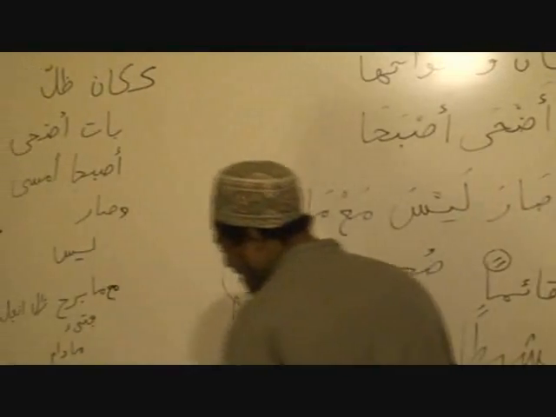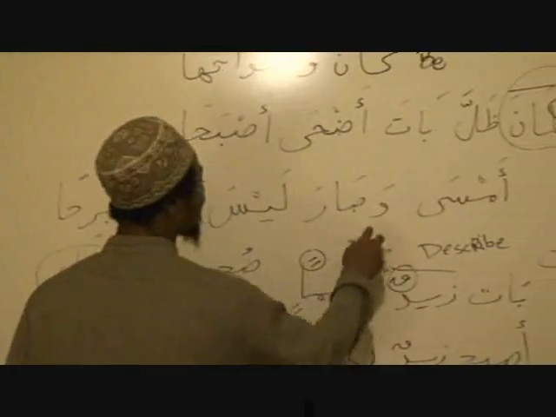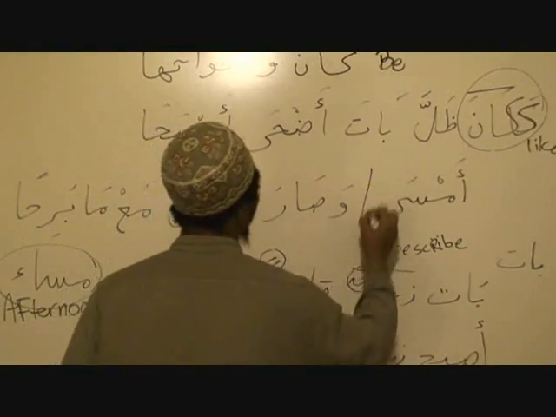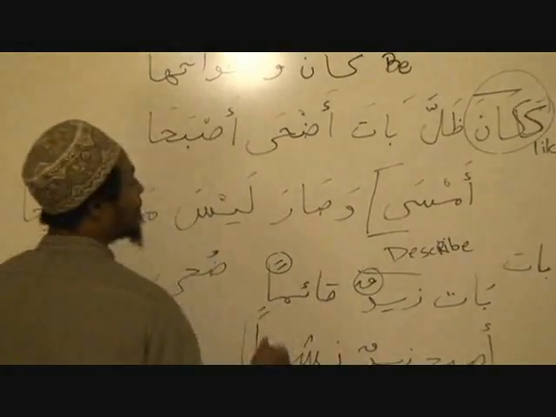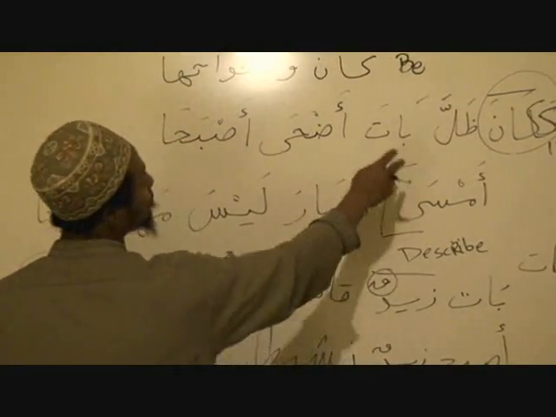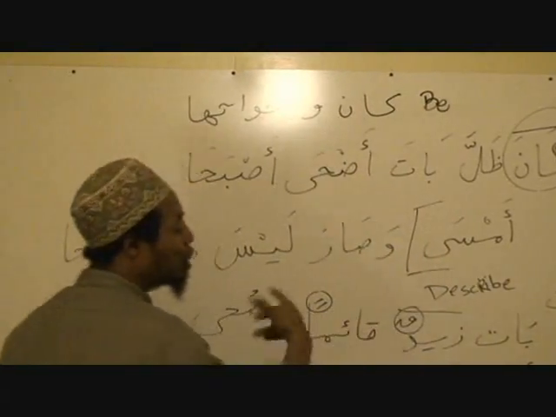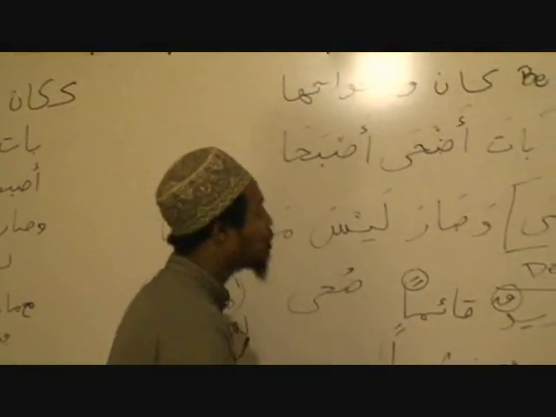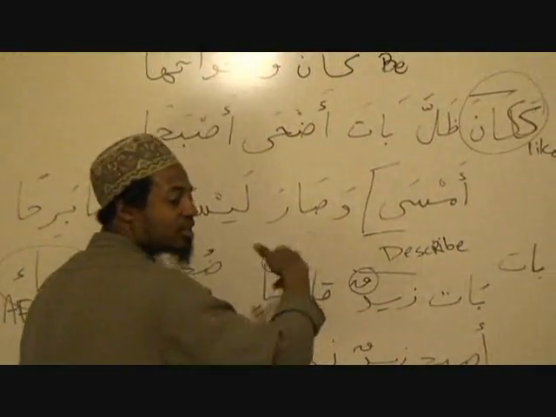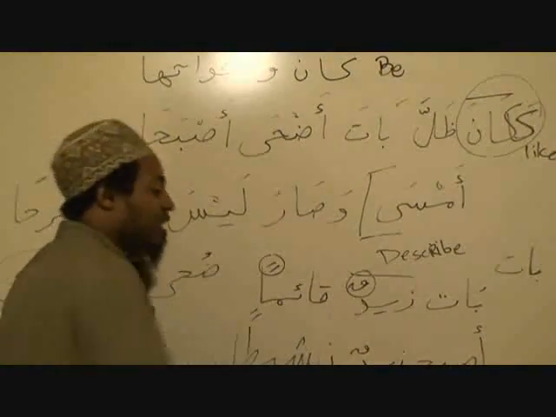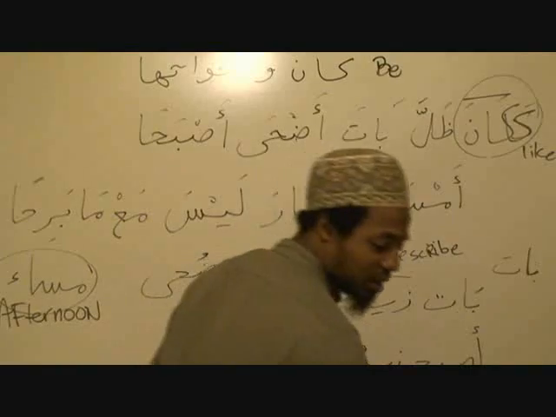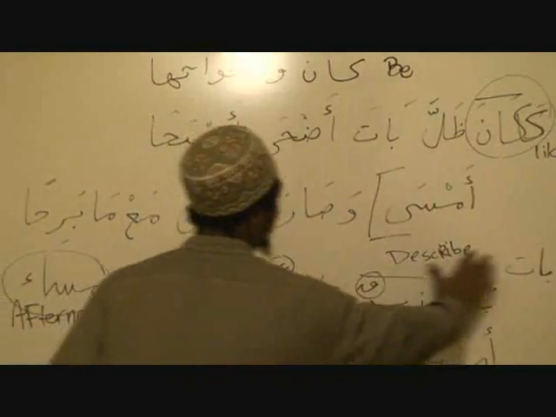Okay, anyway. The next one is going to be Sara. Everybody say Sara. Right here we stop a little bit. Why? Because Sara is a little bit different from Kana, Dhalla, Bata, Adha, Asbaha, Amsa. These things are describing something that happened during a particular time frame, right? Whereas Sara is something that became something else.